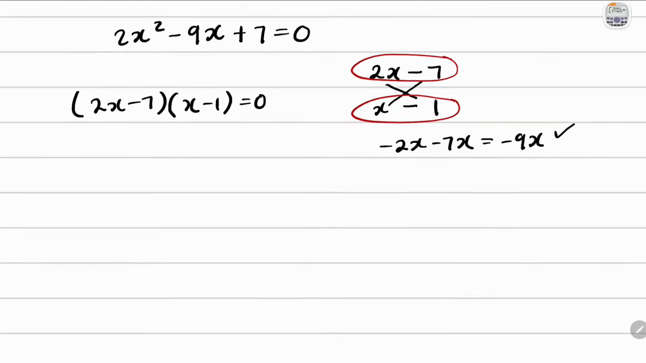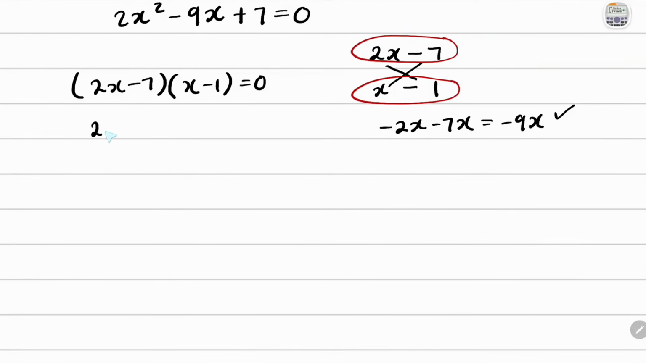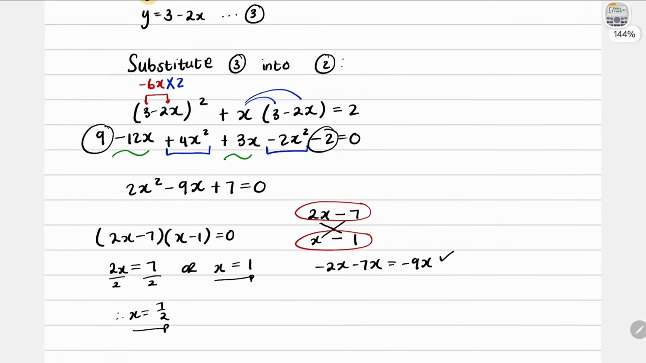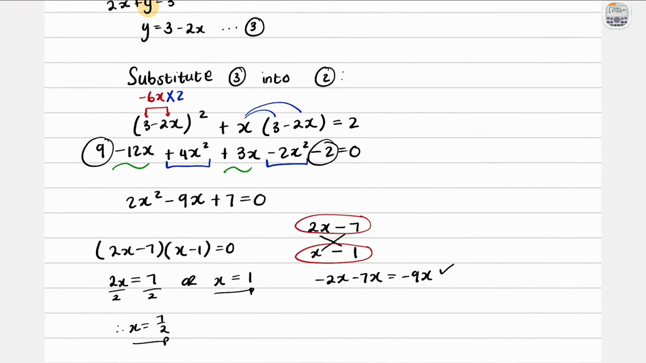Okay, so that's what we have. And now we have to solve for x. So 2x minus 7 is equal to 0, or x minus 1 is equal to 0, so x is equal to positive 1. Then here, I might as well just take the 7 over, so it's positive 7 when you take it over, and then divide both sides by 2. Therefore, x is equal to 7 over 2. So these are our values for x: x is equal to 7 over 2, or x is equal to 1. So we've just solved for x, and now we need to find y.